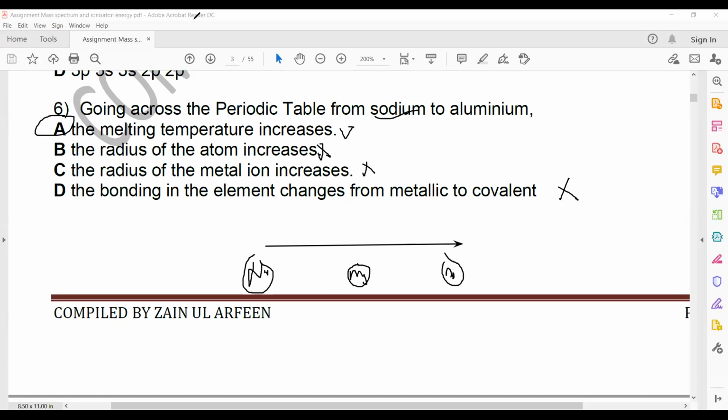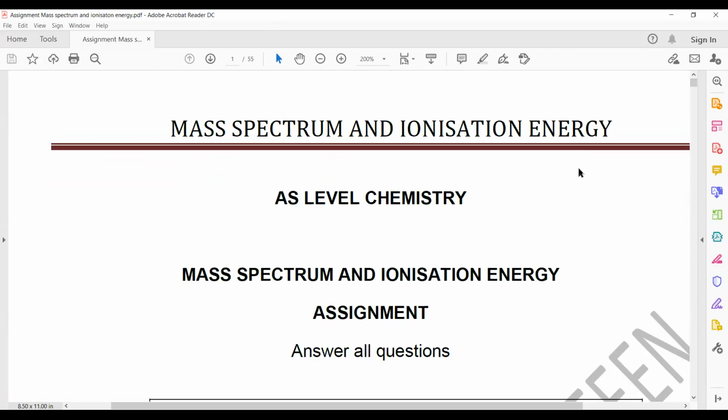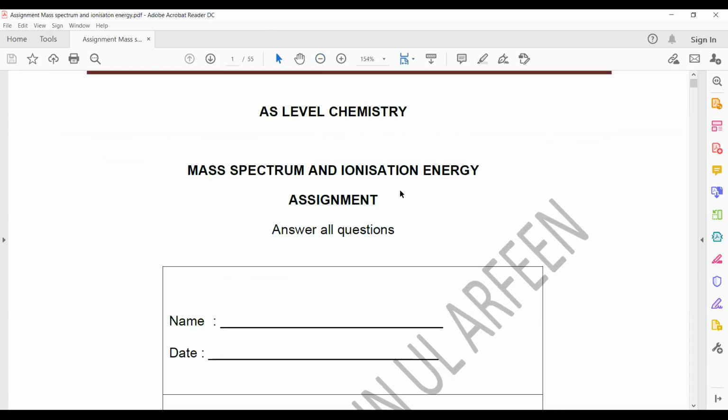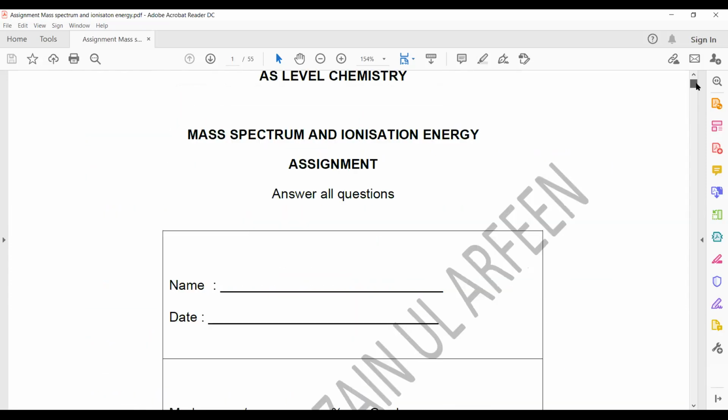So this is about the mass spectrometer and ionization energy. More questions related to this topic we will discuss so that you have a better understanding of the topic. Next class, I will discuss the questions. Before that, I want you to quickly go through all this. I already shared the presentation with you. So you can go through it, and we'll discuss this assignment in the class next period.